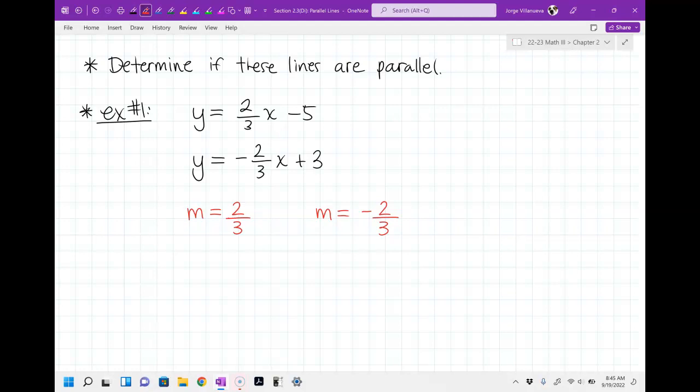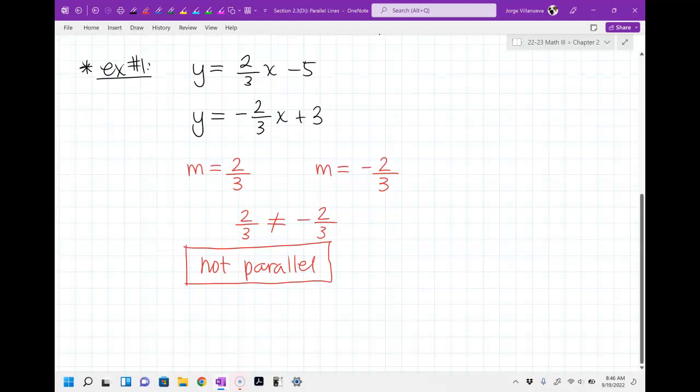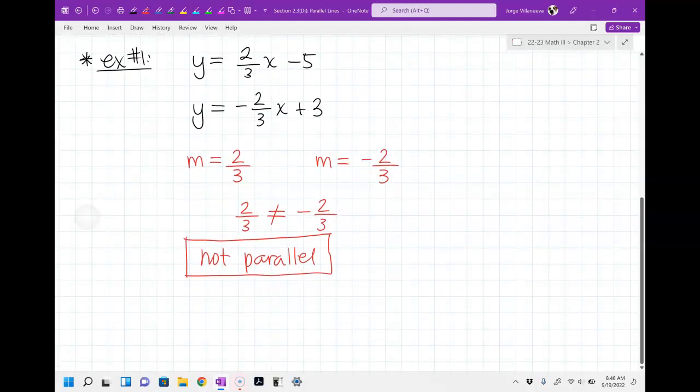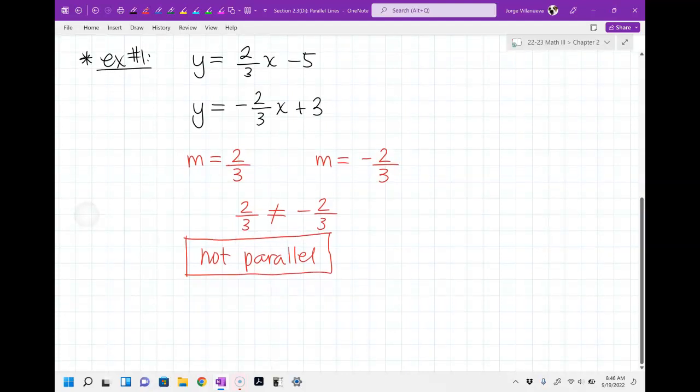That's it. You got 4 problems like this, and actually I'm only going to make you do 3 because I'm going to get rid of one. But I guess I can let you keep it, but it's whatever. We'll see. But I'm just going to write 2/3 is not equal to negative 2/3. So I'm going to put not parallel. That's it. Just check if your slopes are the same. Okay? If your slopes are the same, great, parallel. If they're not the same, then they're not parallel.